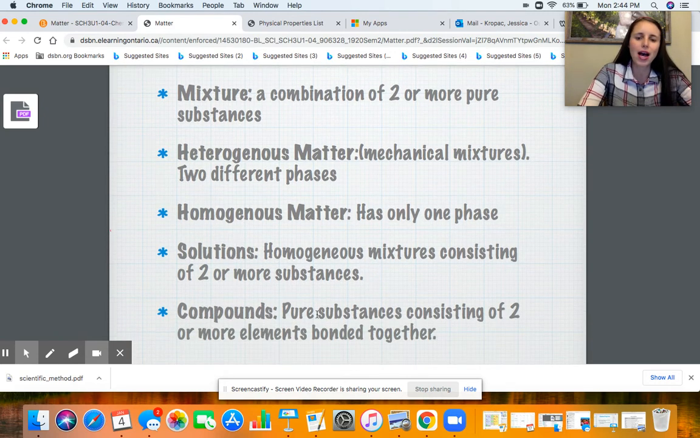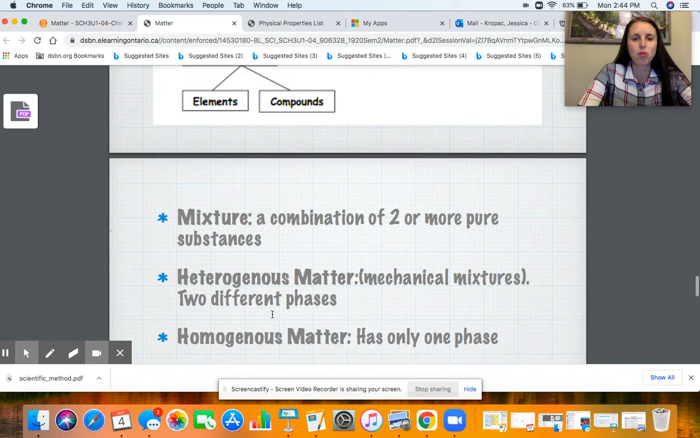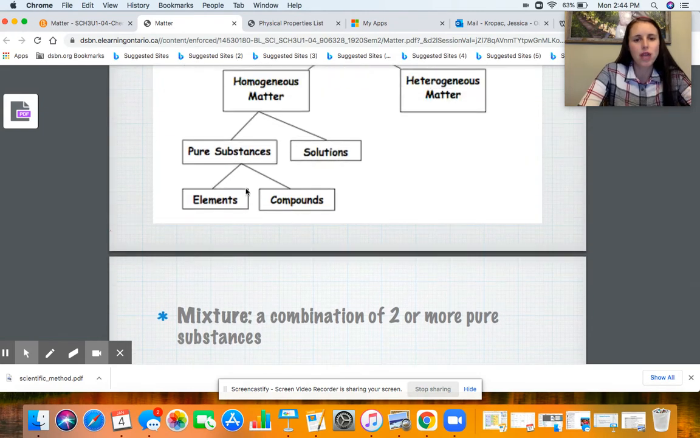You can also have a compound. A compound is still a pure substance, but it consists of 2 or more elements bound together. So now we're looking at pure substances. I'm actually going to help you with the definition of pure substances here. A pure substance can make up 1 or 2 things. It can be a compound. A compound is 2 different types of elements that are bound together. So let's call this water, right? We have 2 hydrogens, we have 1 oxygen. So this is considered to be a pure substance.